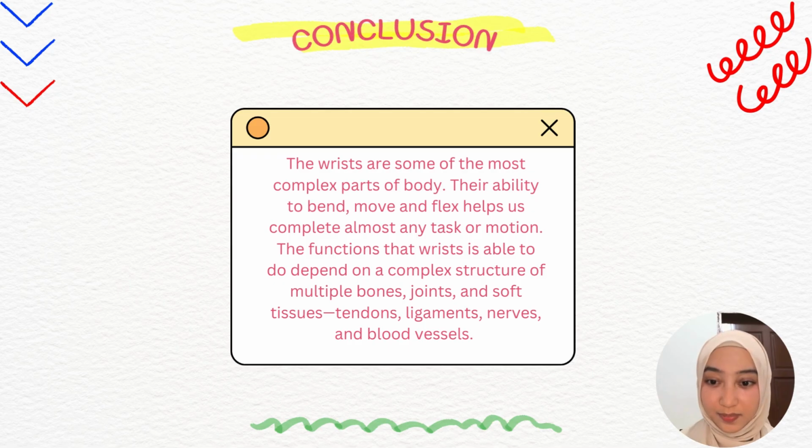To sum up this presentation about wrist anatomy, we conclude that the wrists are some of the most complex parts of the body. Their ability to bend, move, and flex helps us complete almost any task or motion. The functions that the wrist is able to do depend on a complex structure of multiple bones, joints, soft tissues, tendons, ligaments, nerves, and also blood vessels.